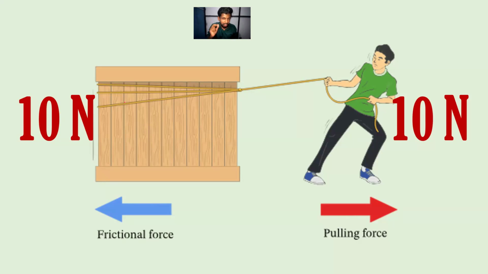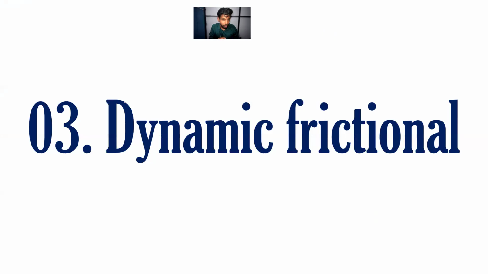So this kind of frictional force is called limiting frictional force. That is the frictional force that applied on the object when the object just begins to move. Just at that time, the frictional force is called limiting frictional force. Earlier I said that before the motion, now just begins to move.